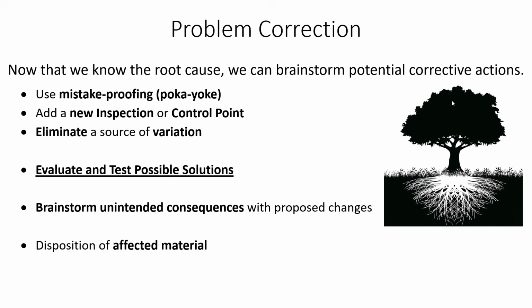The other really important element here of problem correction is dispositioning that affected material. Once you identify the root cause and you know the scope of the problem, it's time to take your risk assessment and disposition that affected material. Maybe it's scrap, maybe it's used as is, maybe it's somewhere in the middle, maybe it's a rework or a reprocessing, but now is the time in the process to disposition the affected material.